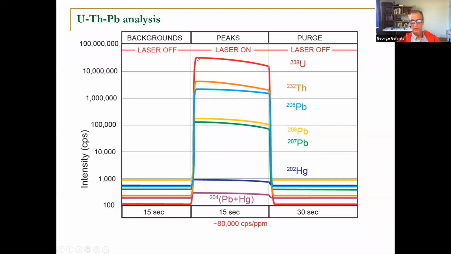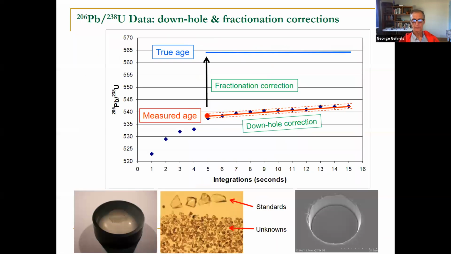What you also see on here is that the intensity decreases as you're drilling down into the zircon. The intensity comes down a little bit. And also, you can probably see this, the change in intensity for uranium is actually a little different than it is for lead. Lead and uranium behave differently as they come out of the laser pit and go into the mass spectrometer. So we're going to have to do another correction for that.